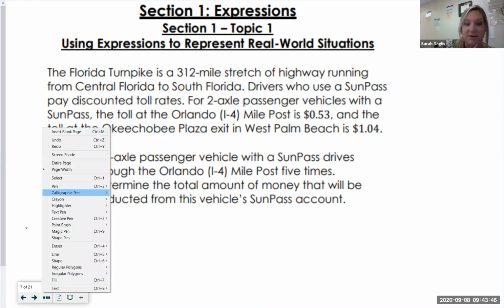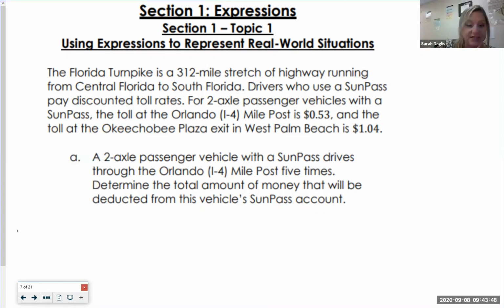First question, part A. A 2-axle passenger vehicle with a SunPass drives through the Orlando milepost 5 times. Determine the amount of money that will be deducted from the vehicle's SunPass account. Okay, so it's referring to the Orlando milepost. So when I look at my information, the Orlando post costs 53 cents. So I know it's going to cost 53 cents. And then it told me that they drove through it 5 different times.